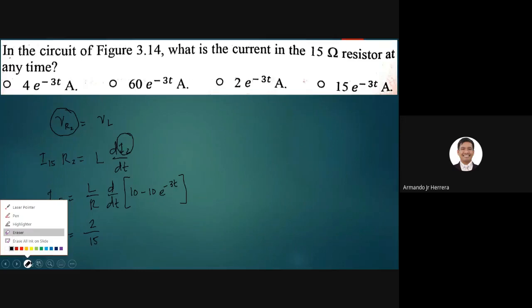So, the derivative of 10 is 0. Derivative of negative 10 e to the negative 3t is negative 10 e to the negative 3t times the derivative of negative 3t, which is negative 3. So I15 here is equal to 2 over 15 times 30 e to the negative 3t, because negative 3 times negative 10 is positive 30. Then I15 ohms is equal to 4 e to the minus 3t ampere. Because this 30 divided by 15 is 2 times 2, 4. So you have here as your final answer.